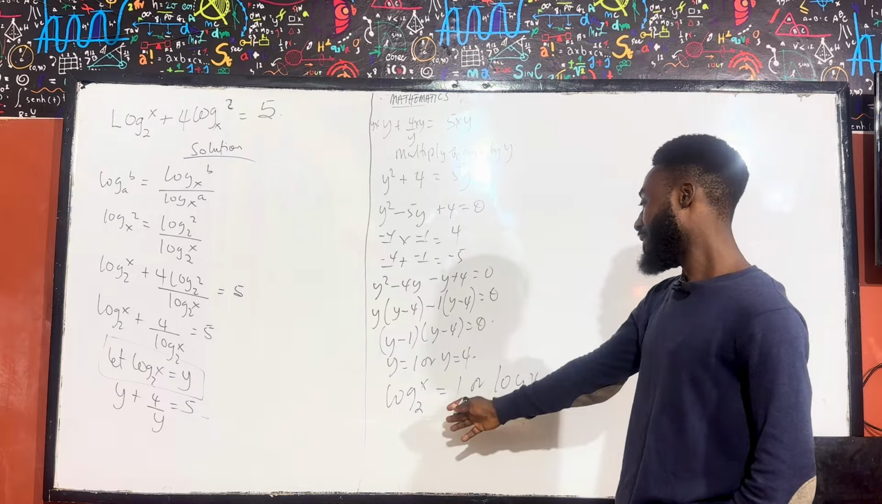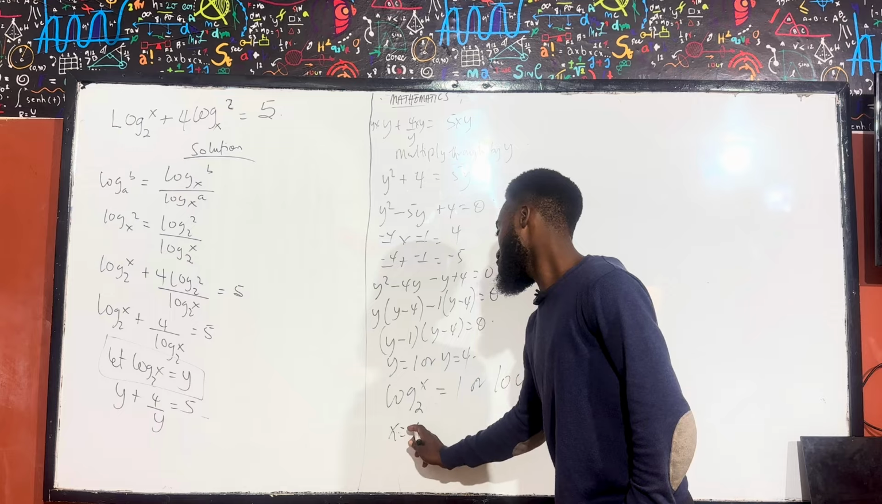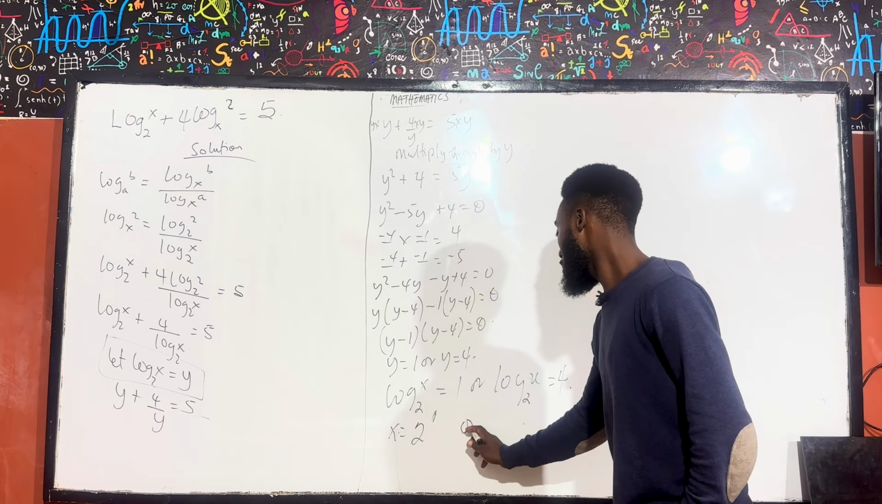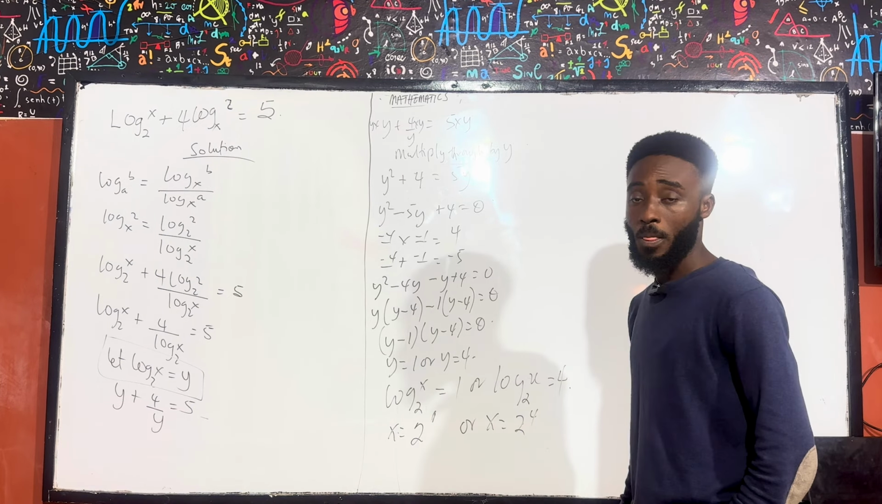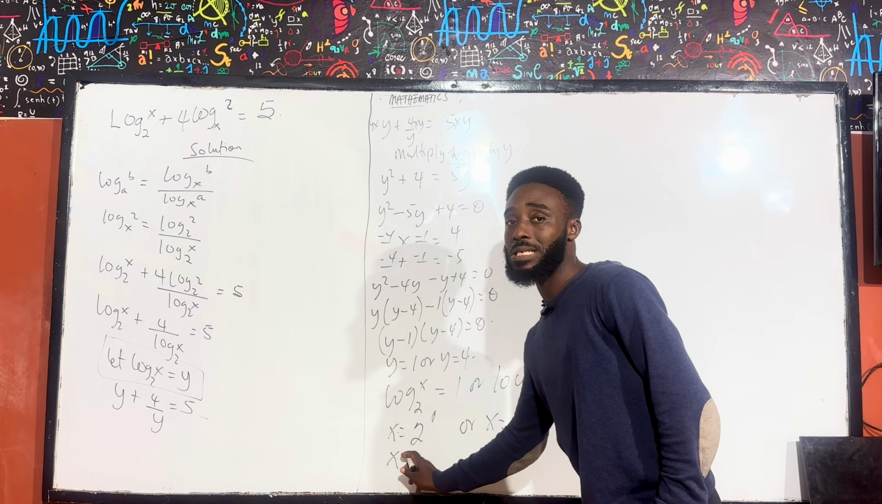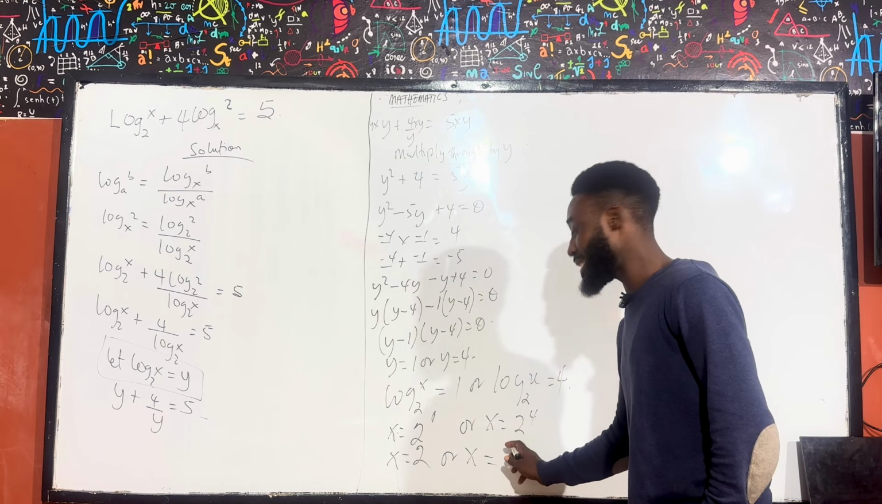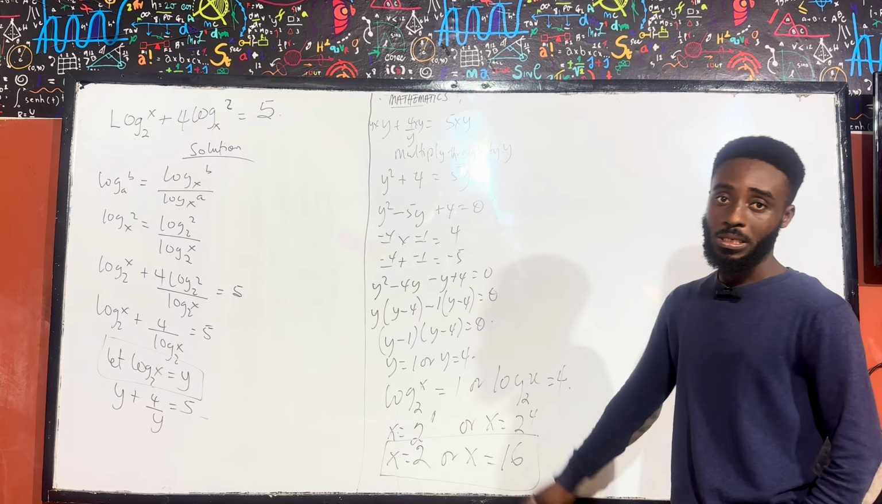Now, x will be equal to 2 to the power 1 or x will be equal to 2 to the power 4. So it implies that x is equal to 2 or x is equal to 16. So this is how we can simply solve this question.